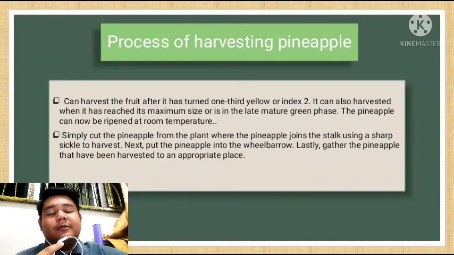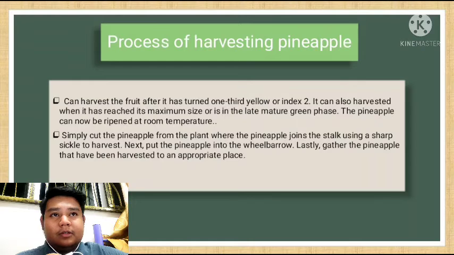So the next is the process of harvesting pineapple. Pineapple fruit can be harvested after the fruit has turned 1/3 yellow, or index 2. It can also be harvested when it has reached its maximum size or is in the late mature green phase. The pineapple can then be ripened at room temperature.